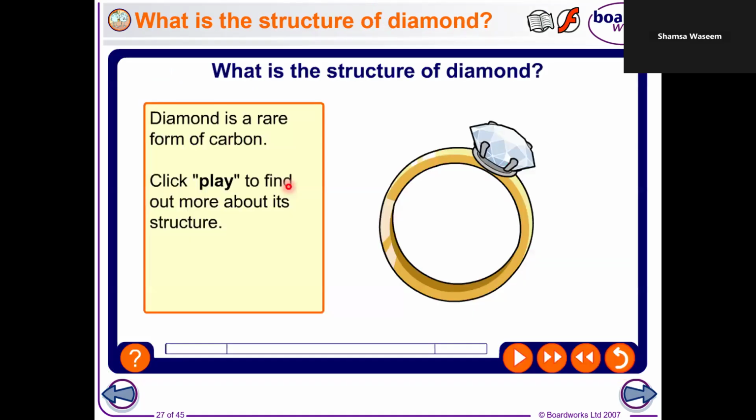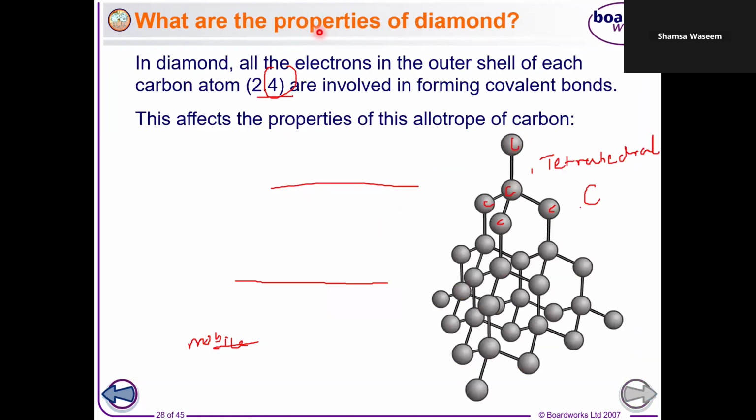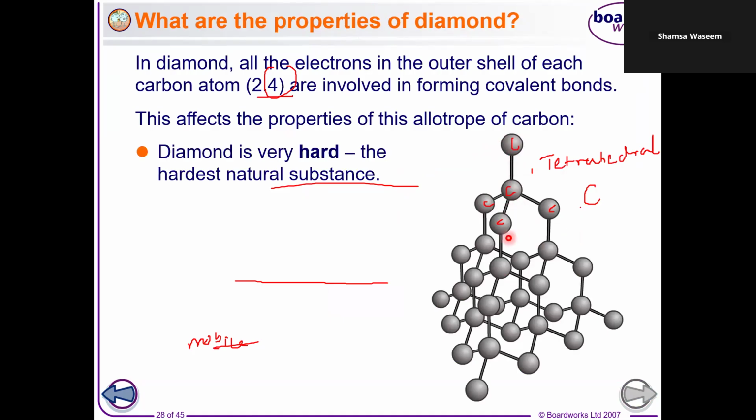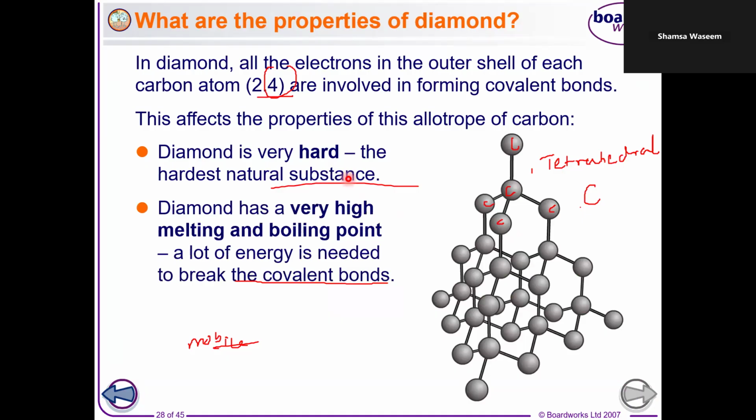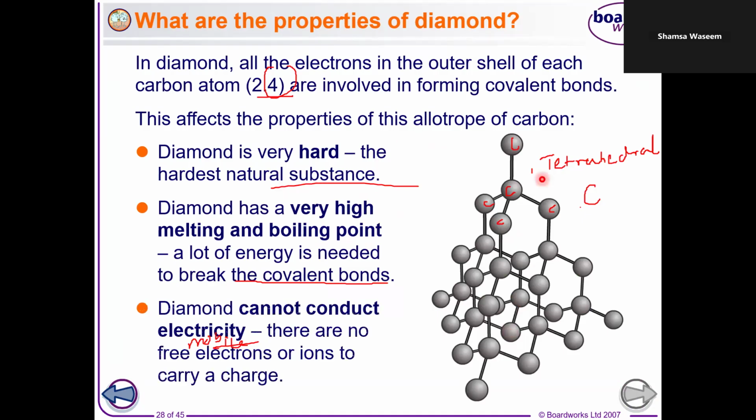So this is how the structure of diamond is, also a tetrahedral structure, right? Each carbon is bonded to 4 other carbon atoms, forming a tetrahedral structure, just like the structure of sand. So diamond is very hard, the hardest natural substance, and therefore it is used as a cutting tool, as it is very hard. And it has a very high melting point because more energy is required to break the covalent bonds. So therefore, we say that diamond has very high melting and boiling points.